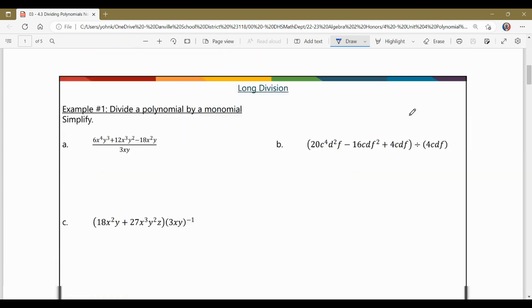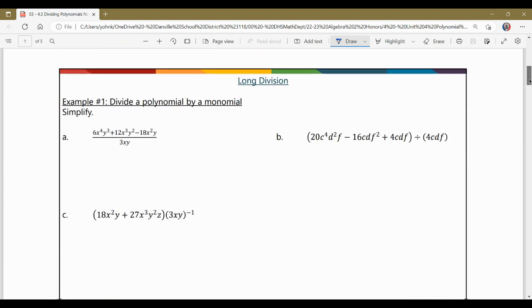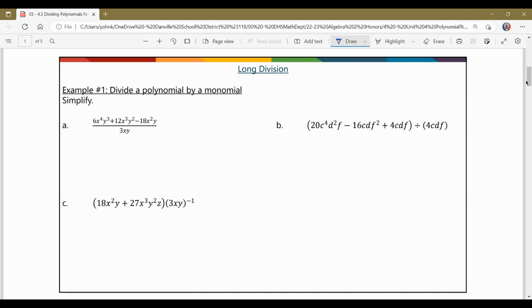So first let's talk about polynomials divided by monomials. Remember, a monomial is a multiplication of variables and numbers. So in letter A, I have 6x to the fourth y cubed plus 12x cubed y squared minus 18x squared y, all divided by 3xy. Well, whenever you have a polynomial in the numerator and a monomial in the denominator, you can take each of the terms and divide it by the monomial.